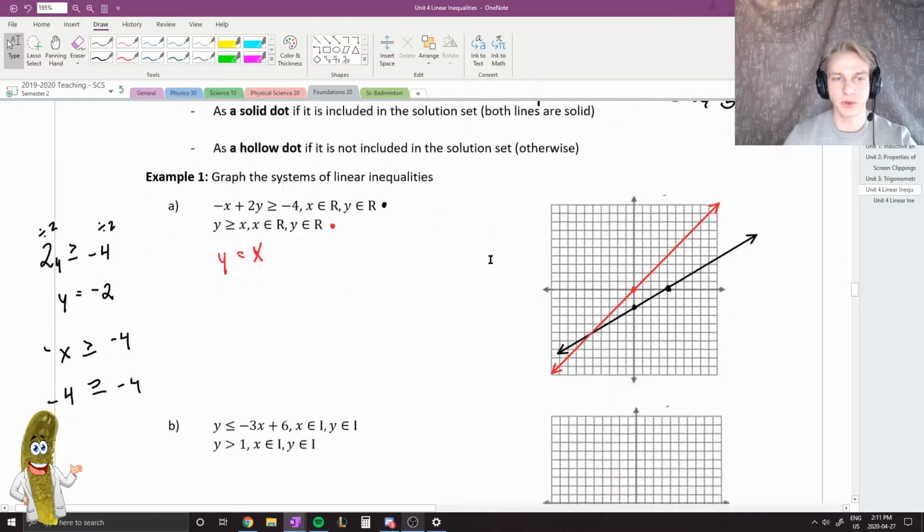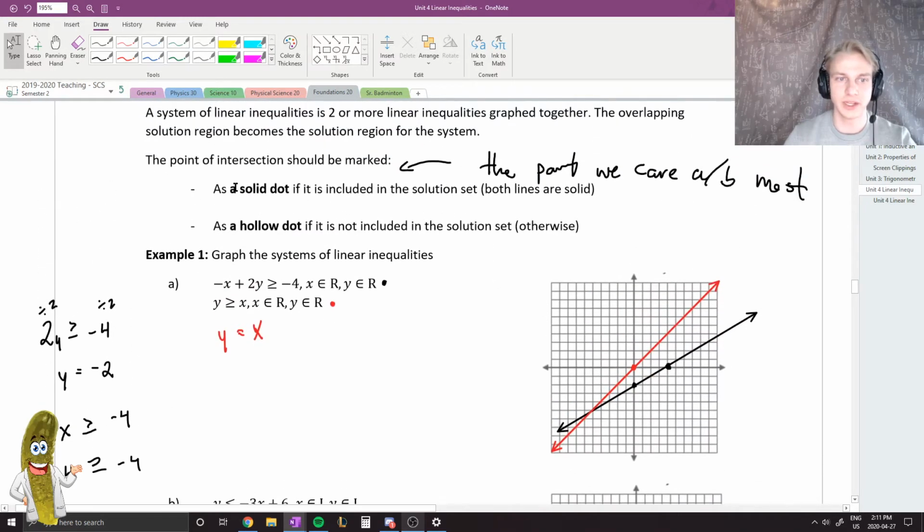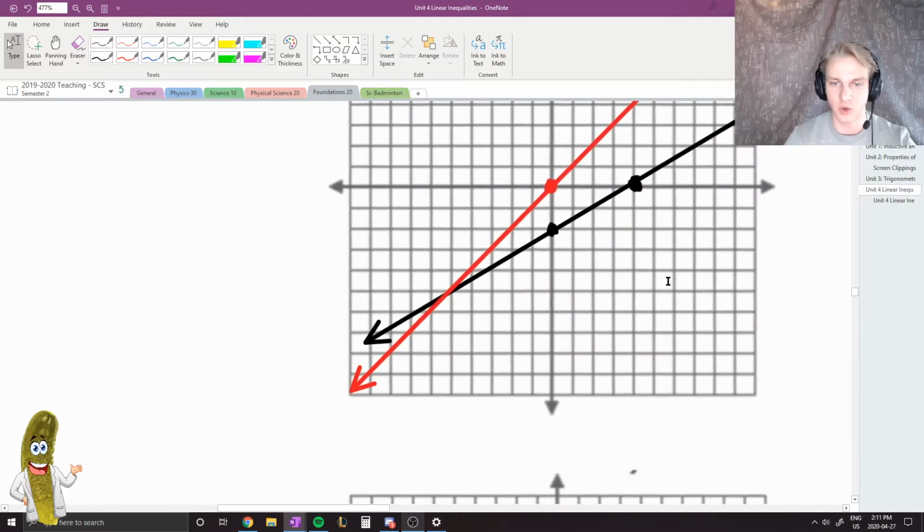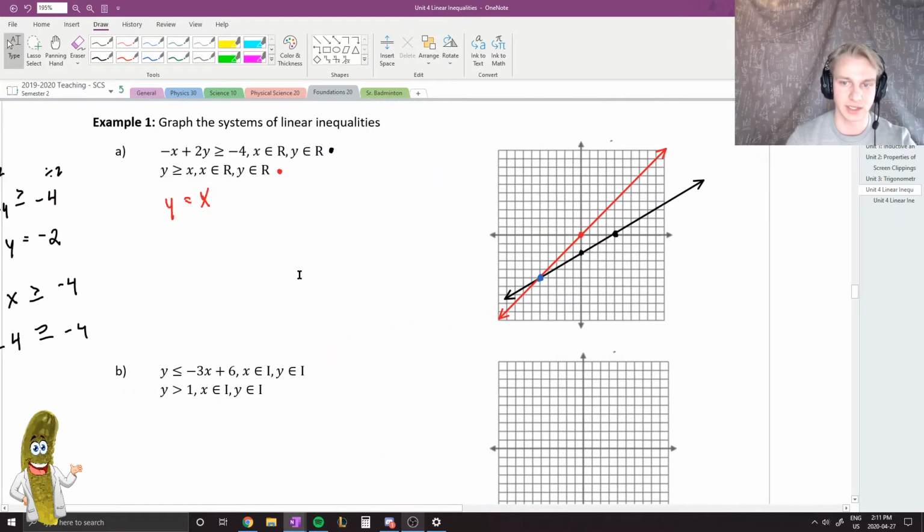And what we were told is to fill in the point of intersection as a solid dot if it's included in the solution set. So both lines are solid, and in this case we have greater than or equal to in both cases. So what I can do then is fill in this point of intersection as a solid dot. That's where the two lines are intersecting.